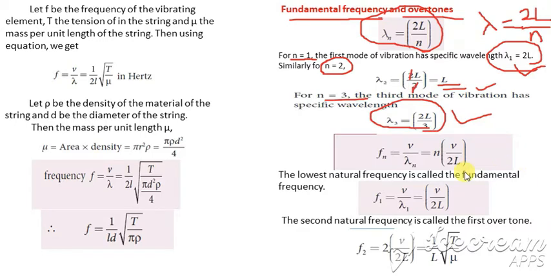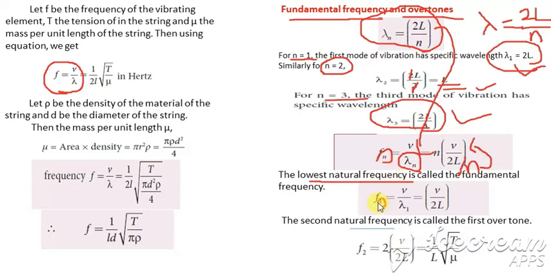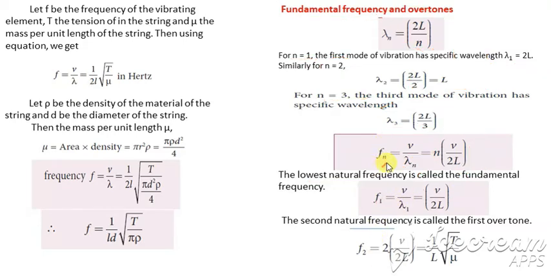In the same way, to find the frequency, we already know the formula f is equal to v divided by lambda. Instead of lambda, substitute this formula here. So we get 2L divided by n. Taking n to the numerator, we get nv divided by 2L. First, for the lowest natural frequency, n is taken as 1. So f1 is equal to v divided by lambda 1. Here n becomes 1, then v by 2L as it is. Next, instead of n we are going to write 2.